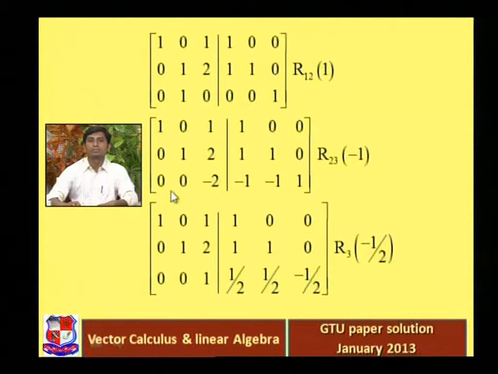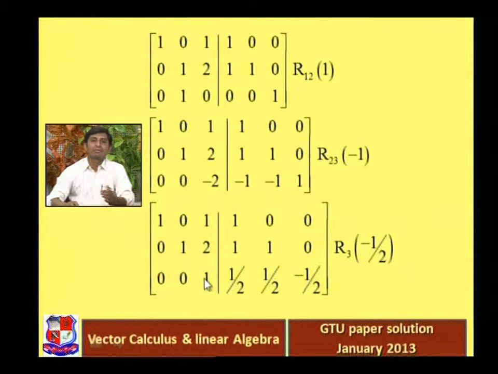The next process is in the third row. This is our leading entry, and we first want to make it 1. So we multiply the third row by minus 1 by 2, converting this element from minus 2 to 1. The third row becomes 0 0 1, 1 by 2, 1 by 2, minus 1 by 2. All other elements stay as they are. The first and second rows are as they are.